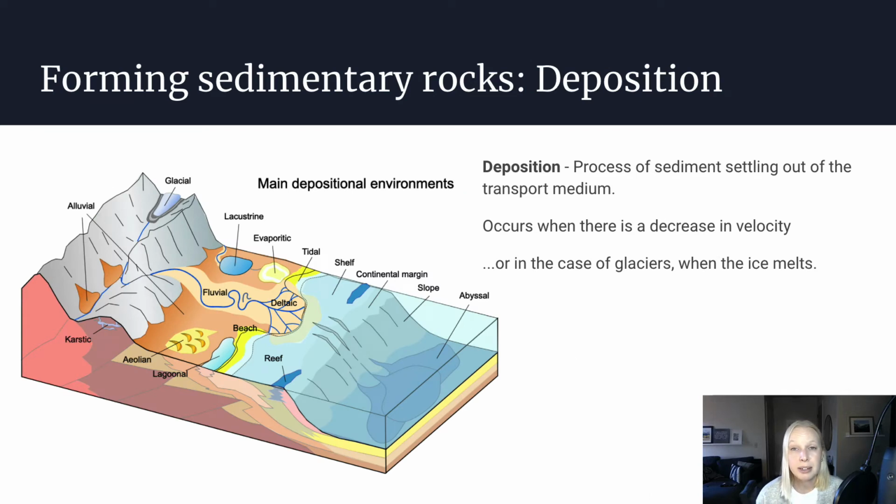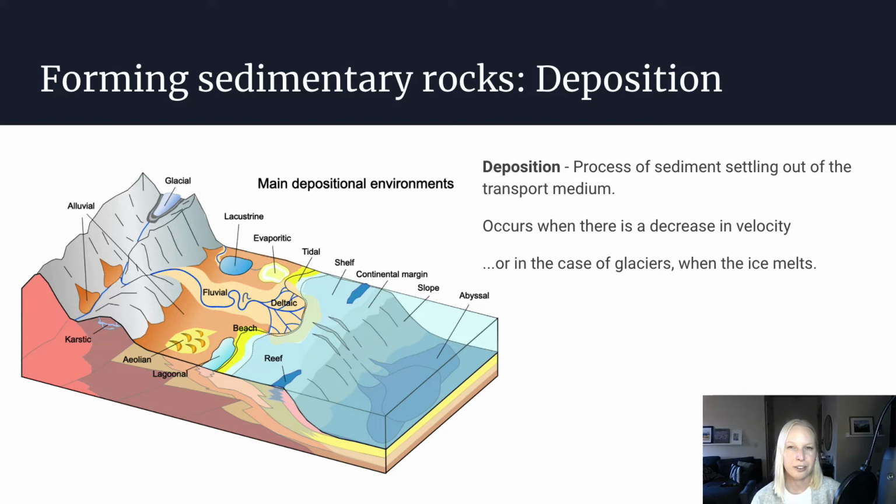All right, let's talk about deposition. So deposition is the process of sediment actually settling out of the transporting medium. And this occurs when there's a decrease in velocity, or if we're talking about glaciers or ice, when the ice melts. So that's when deposition occurs.